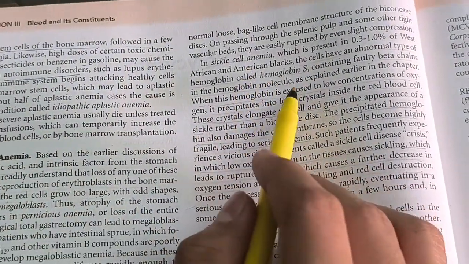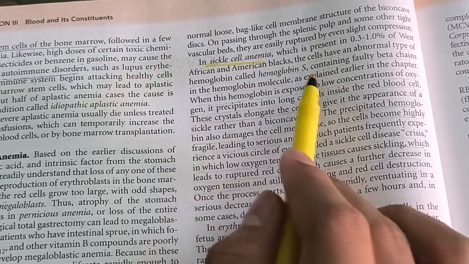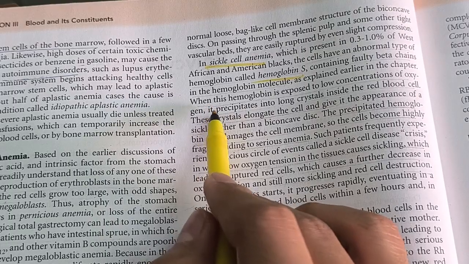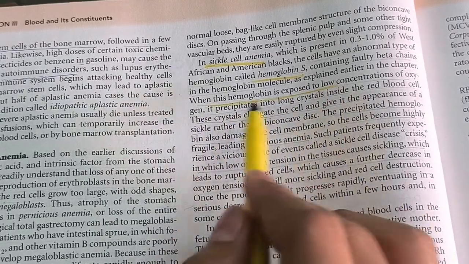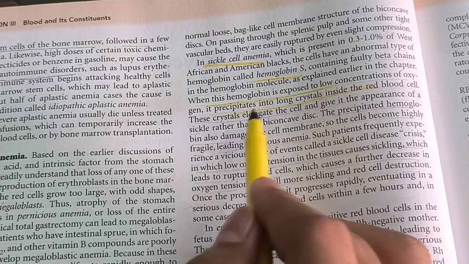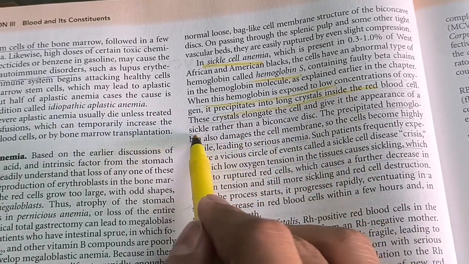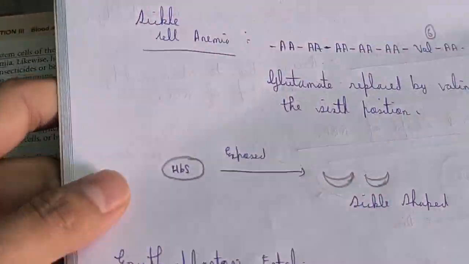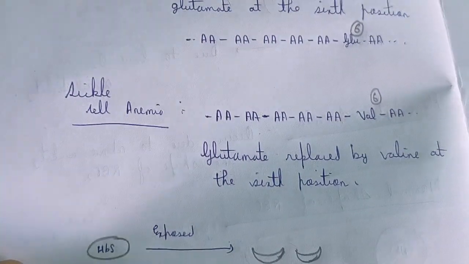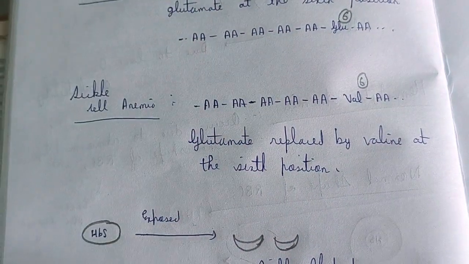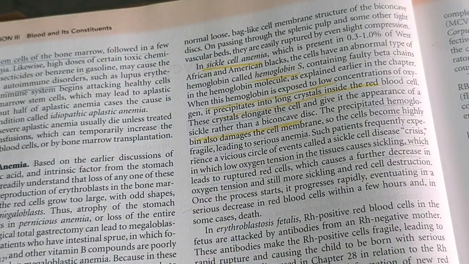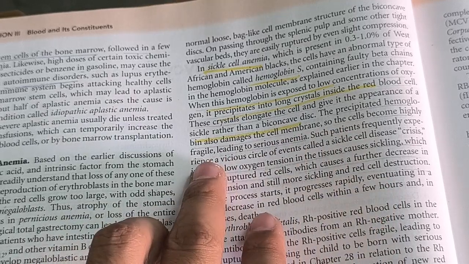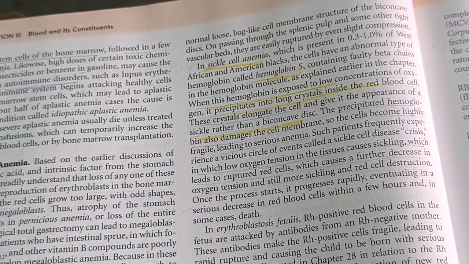Now about sickle cell anemia. Here hemoglobin S is present, and this hemoglobin, exposed to a low concentration of oxygen, precipitates inside, and these crystals give the appearance of a sickle cell rather than a biconcave disc, as I mentioned. So here is the sickle shape, and the normal is the biconcave disc. The precipitated hemoglobin damages the cell membrane, so the cell becomes highly fragile, leading to serious anemia.